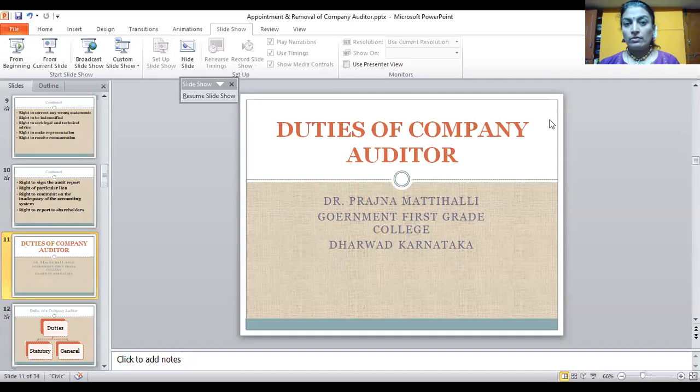Already I have discussed many important points about the auditor, which is just a part of the subject Principles and Practice of Auditing. As per the Karnataka University syllabus, it is being discussed in the fifth semester of the BCom course, and even in general we are supposed to know about the auditor.